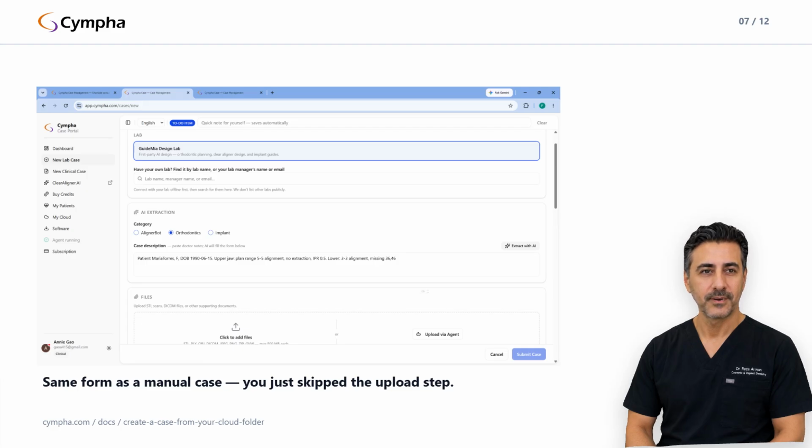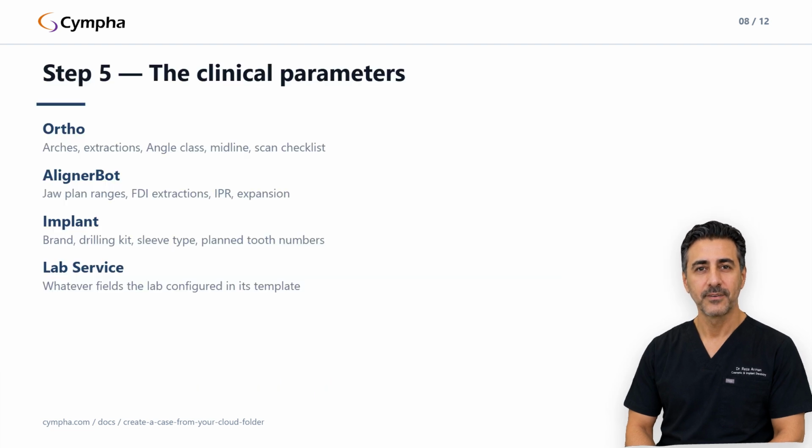And a lab service shows whatever fields your lab has configured in the service template. Every lab's form is its own. The parameter forms have dedicated guides for the AlignerBot and non-AlignerBot flows. The only thing different here is the upload step you skipped.